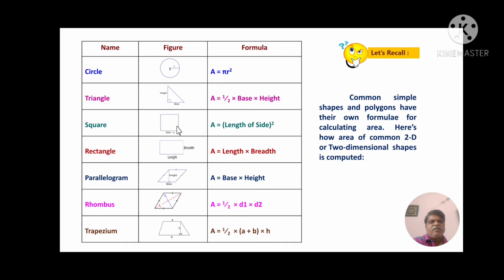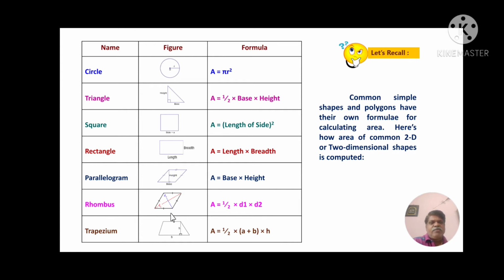The third figure is a square whose area can be given as length of the side squared, or side into side. Rectangle: length and breadth are known, so area is length into breadth. This is the parallelogram where area is base into height. This is the base and it is the perpendicular height.